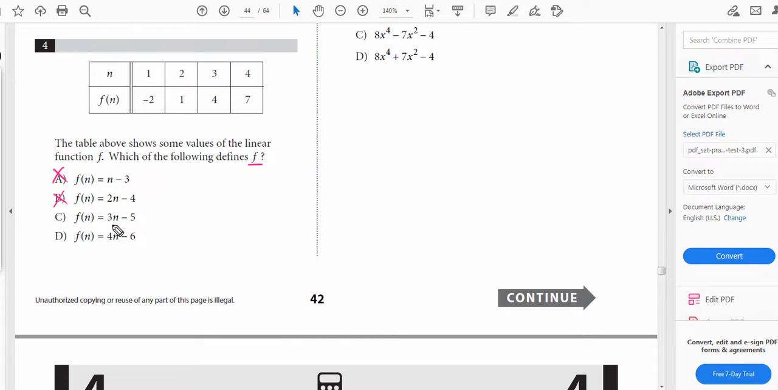Let's check this one now. If I insert 1 over here, I'll get -2, but if I insert 2, I'll get 1. If I insert 3, I'll get 4. If I insert 4, I will get 7. So this could be our answer, but let's check D. In this one, if I insert 1, I'll get -2. If I insert 2, I'll get +2, not 1. So this is incorrect. So option C is the correct answer.